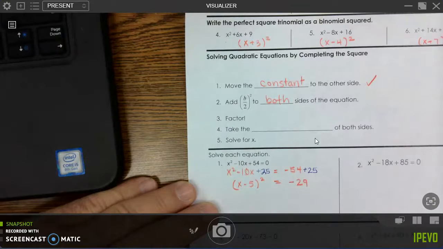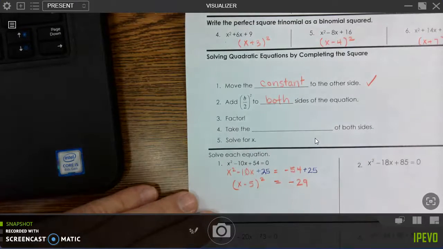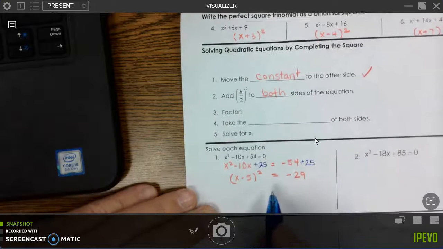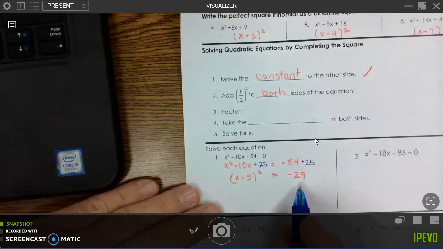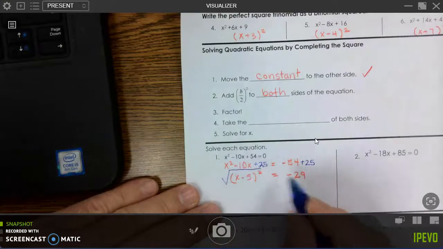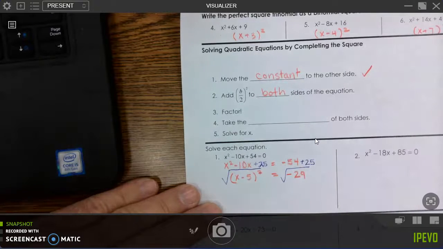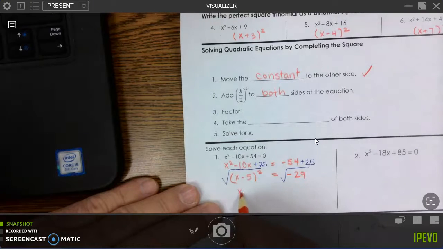I believe so. 54 minus 25 is 29. Yeah, negative 29. All right, guys, you already know how to solve this kind of equation, okay? From Algebra 1, you take the square root of both sides to get rid of this exponent, and it leaves you with x minus 5.